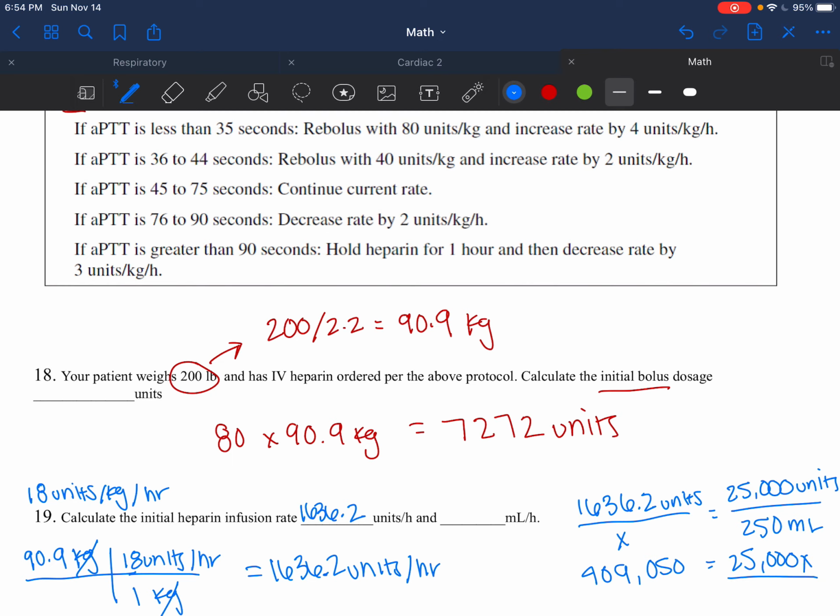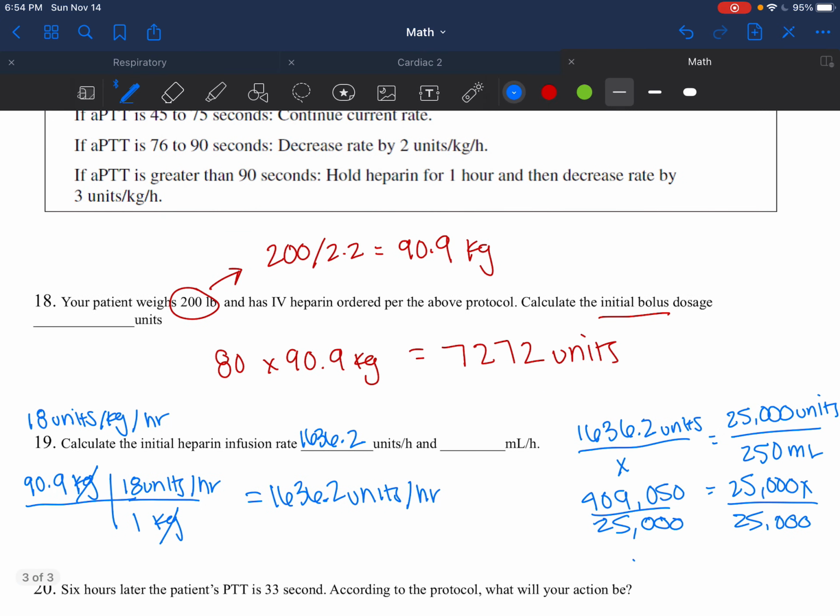And then to get X by itself, you just divide both sides by 25,000. So we're going to do 409,050 divided by 25,000, and that gives us 16.362 mils per hour. So now that's your answer. It's just going to depend if they ask you to round or not. So we'll just round to 16.4.